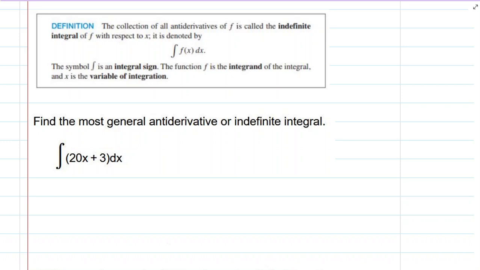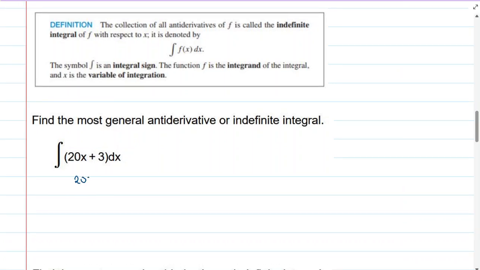So we would have 20x squared divided by 2 plus 3x plus. Now, do we need a constant or not? Well, in this case, it says most general, so we don't need the constant. So I'm going to clean it up.